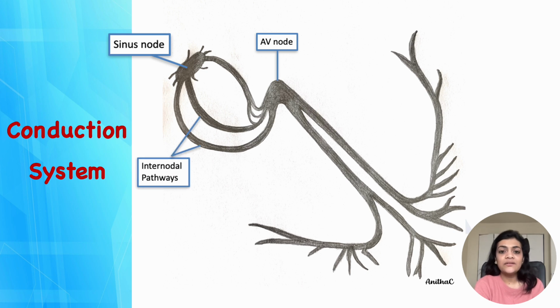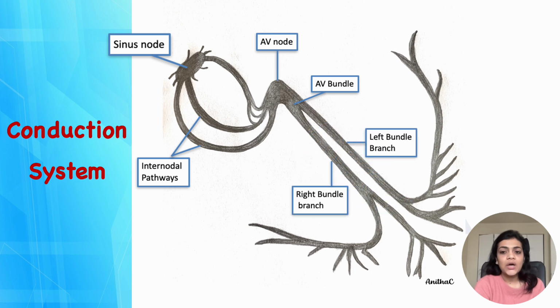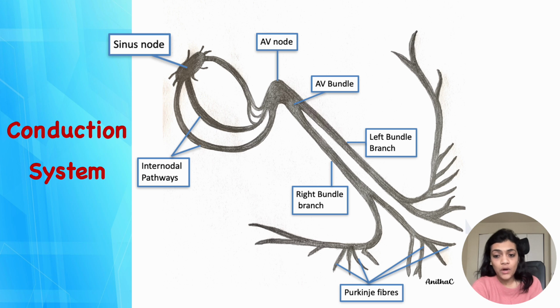The impulses then travel through the bundle of His or the atrioventricular bundle on to the left and the right bundle branches, which is then transmitted on to the terminal fibers called the Purkinje fibers, which transmit the impulses onto the ventricular walls.